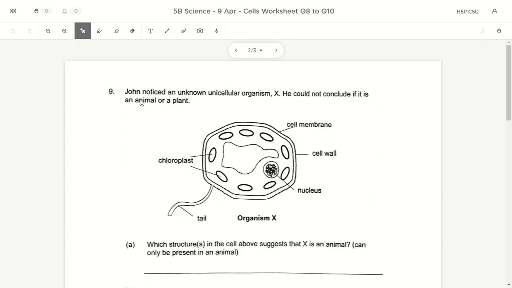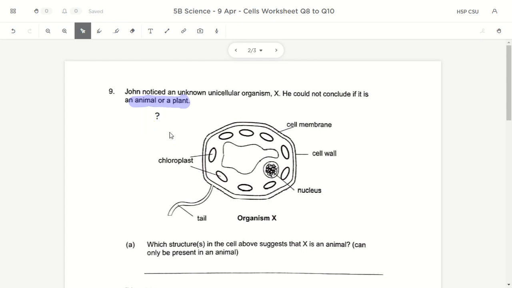Okay, question 9. Do you notice unknown cellular organism? He cannot conclude if it's an animal or plant cell. So this part we don't know. We don't know is it a plant or animal cell. So let's look at the diagram and see.